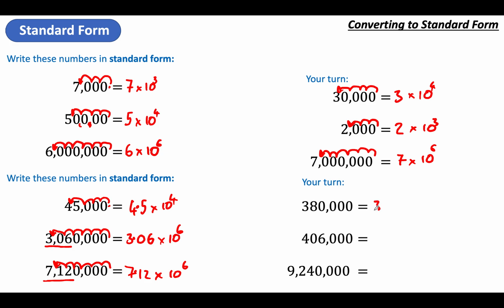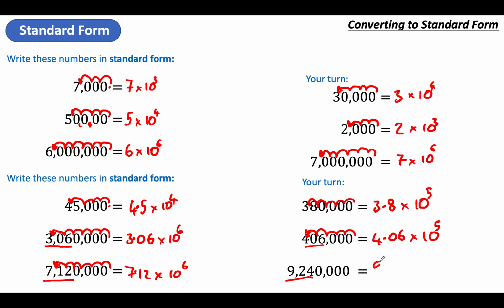Right, okay, so you should have 3.8 as the decimal part, times by 10 to the power of 1, 2, 3, 4, 5. 10 to the power of 5. This one, 406, so 4.06. Always have that decimal point after the first proper digit. Times 10 to the power of 1, 2, 3, 4, 5 places bigger again. So 4.06 times 10 to the power of 5.